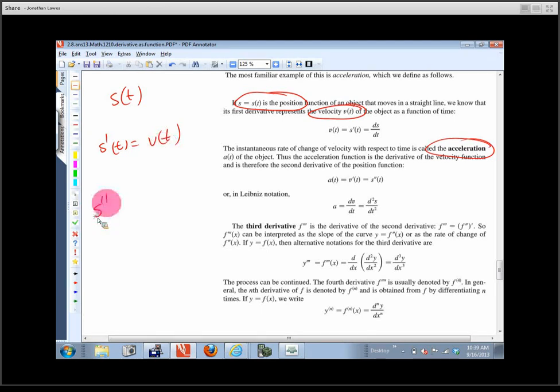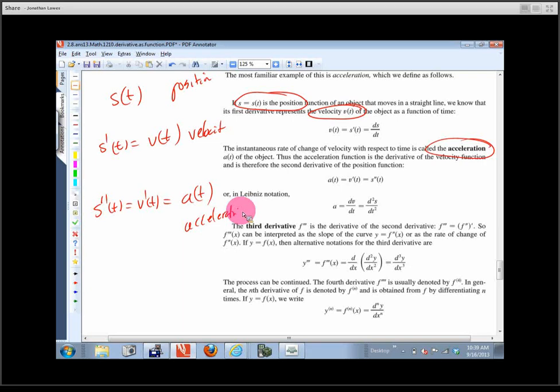And if you find the derivative a second time, or we could also call that the first derivative of velocity, you get acceleration. So if I have a position function and I find the derivative once, that gives me velocity. Find the second derivative of position or the first derivative of velocity, then I get acceleration. Okay? So there's a physical interpretation of the second derivative.